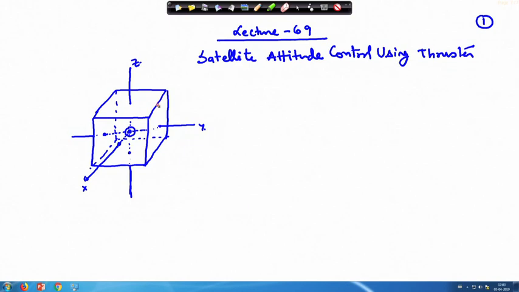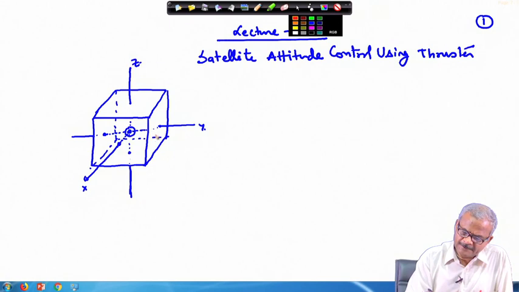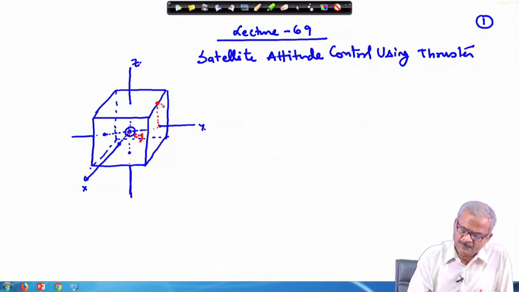Okay, welcome to lecture number 69. We will discuss the attitude control of the satellite using thrusters. It is a very simple problem. Say we have a thruster located just above the y axis here, and this is the CG of the satellite. One thruster is located here and another thruster on the opposite side, here.